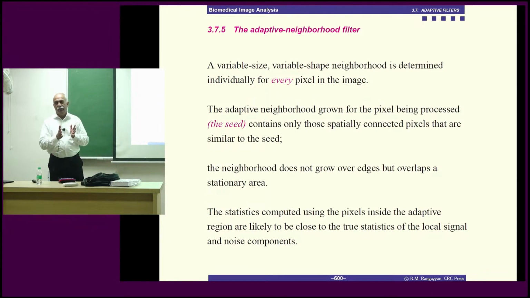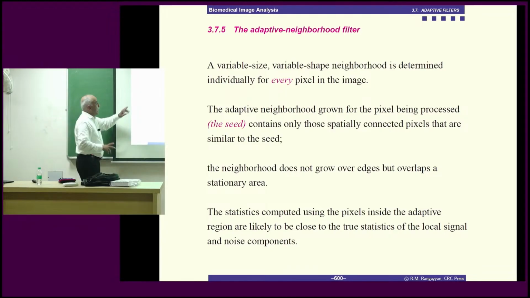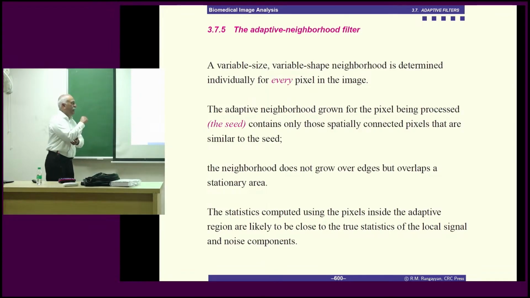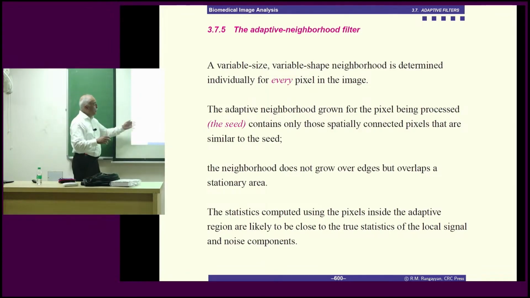It's expensive computationally. The adaptive neighborhood grown for the pixel being processed, which we call the seed, contains only those spatially connected pixels that are similar to the seed. There's some similarity like a distance measure. The neighborhood does not grow over edges but overlaps a stationary area. The statistics computed using the pixels inside the adaptive region are likely to be close to the true statistics of the local signal and noise components at that location.